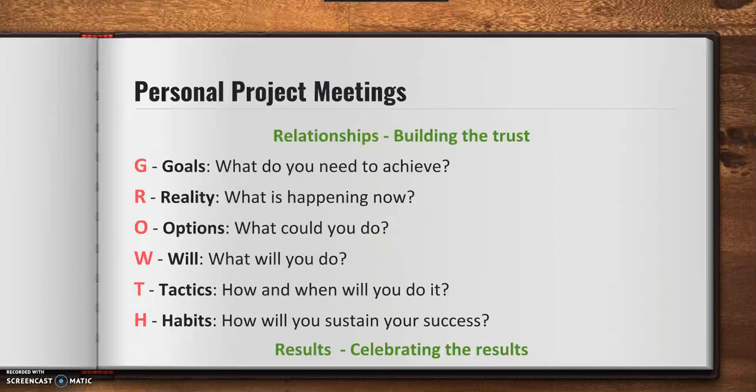So when a student comes to see you, we can begin to walk them through the coaching approach. We start with the GROW model. We have a relationship that builds trust with the students. We can start with the goals. So what do you need to achieve? What have you achieved since we last spoke?